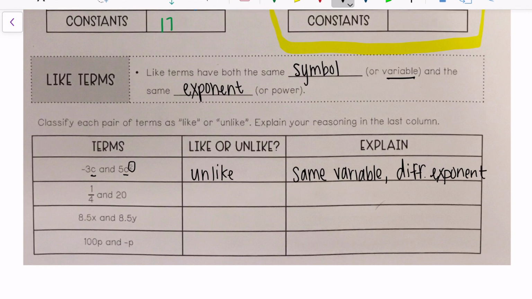And then we're going to go ahead and look at number 2. Number 2 is 1/4 and 20. We notice that they don't have exponents, they're just constants, so we're going to go ahead and say they are like. Okay, they have the same variable, which is nothing, and they have the same exponent, which is actually a 1 here.